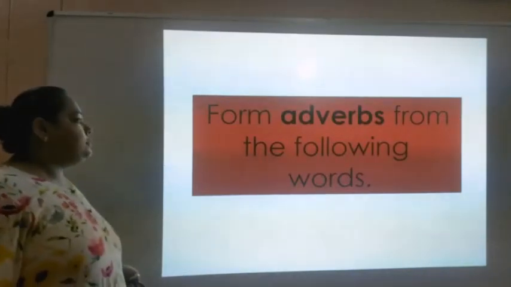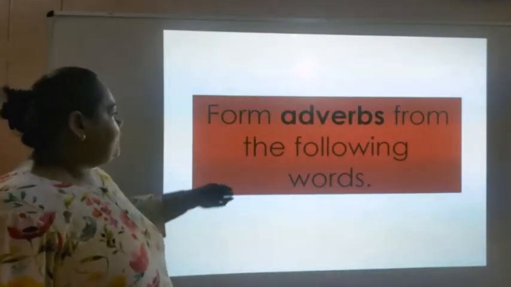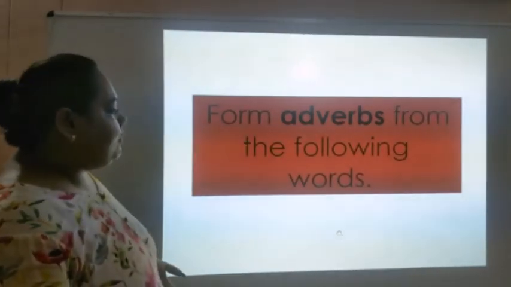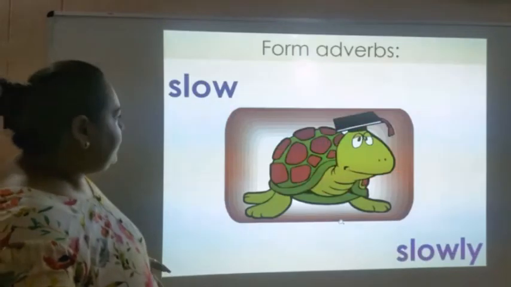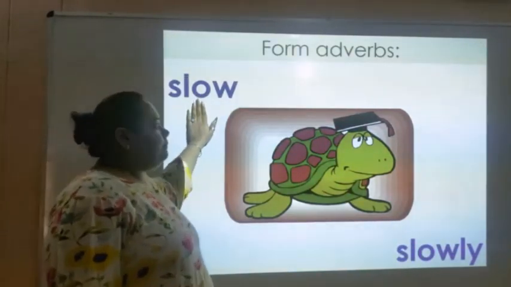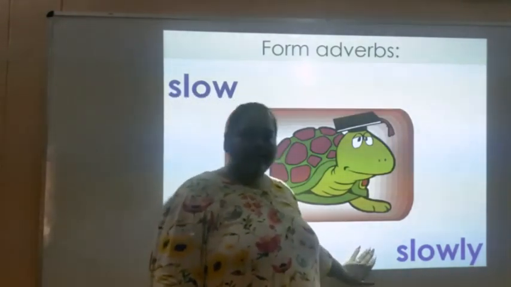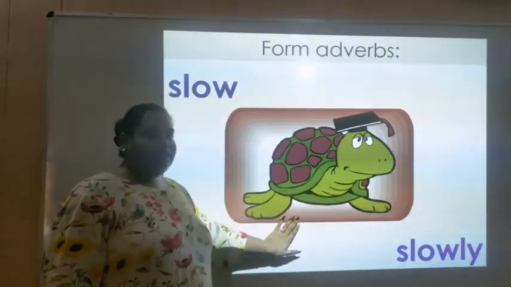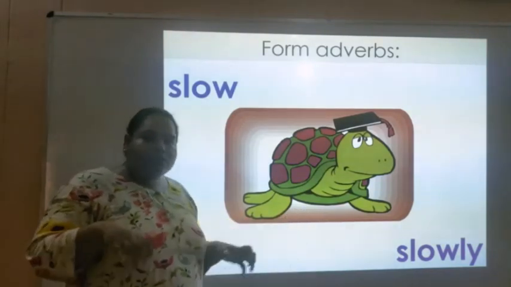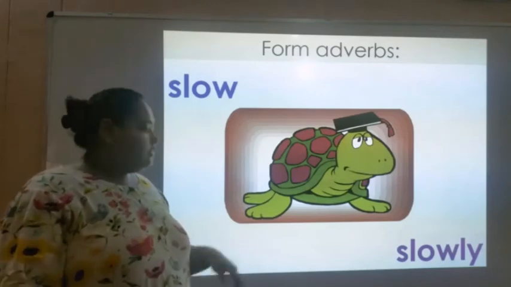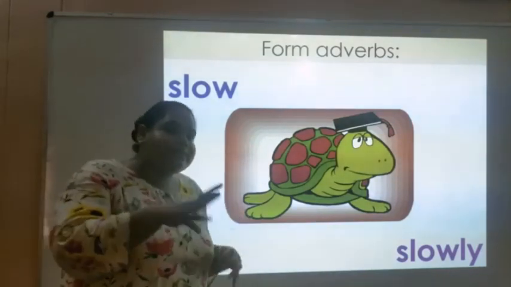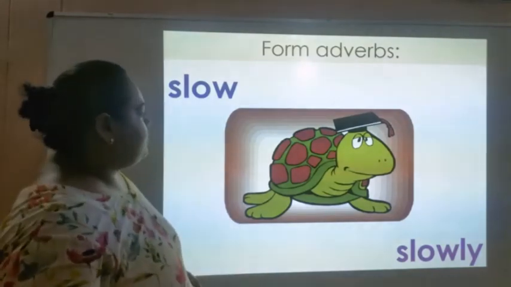Form adverbs from the following. You have to make adverbs from the following words. Slow. The word slow will become slowly. This is a tortoise or turtle. The turtle walks very slowly. Slow, he is very slow. And he walks very slowly.